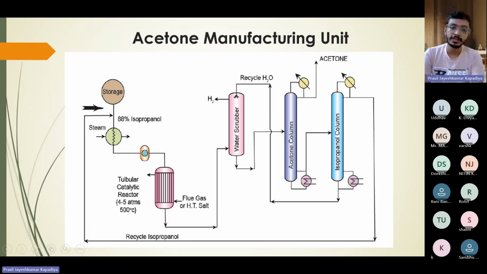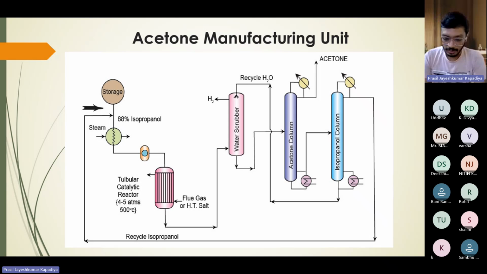To separate three components based on their relative volatility, or in general words based on their boiling points, we need to do distillation. As a general thumb rule, to separate n components we need n minus 1 distillation columns. As we have three components, we need 3 minus 1, that is two distillation columns. I have written down the boiling points: acetone's is 56 degrees Celsius, isopropanol's is 82.3 degrees Celsius, and water's, as we all know, is 100 degrees Celsius.